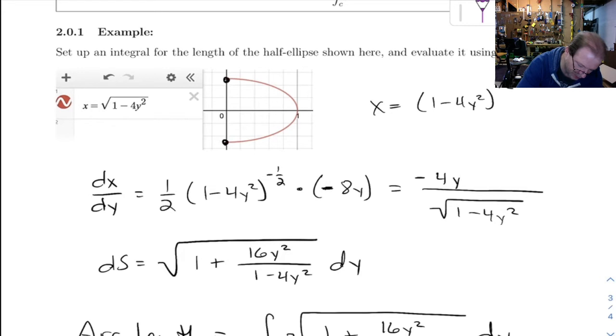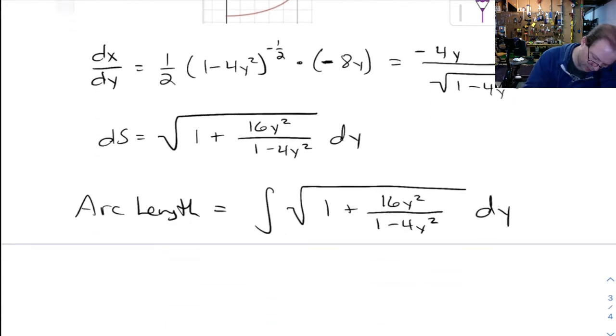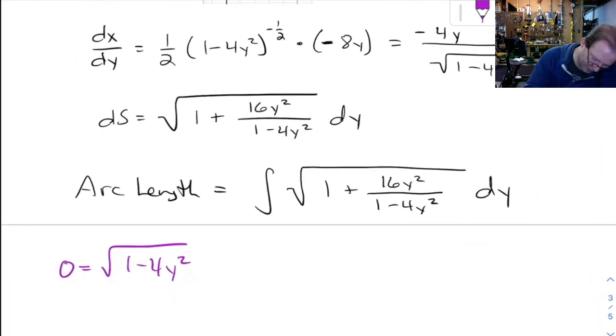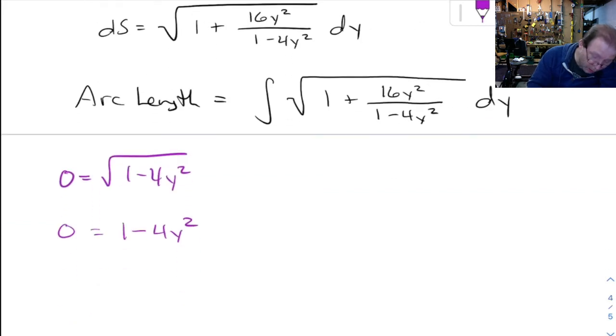this didn't tell us what these values are. We've got to figure out what those two values are for this one. How do we do that? Well, we're trying to solve for the y value where x is 0. So we've got 0 equals square root of 1 minus 4y squared. To solve that out, square both sides. So you get 1 equals 4y squared. So y squared is 1/4. So y is plus or minus a half.